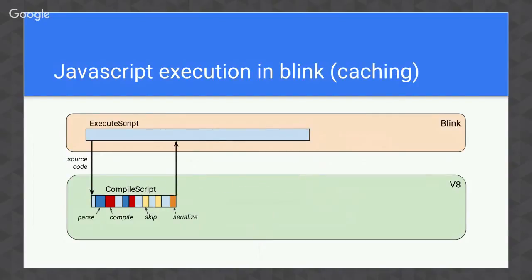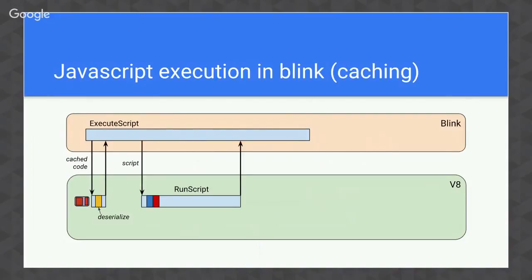And it means that our serialization step only really cares about the compiled functions. So our skip functions, except for some small amount of metadata, are not in the serialized code. Which means when we deserialize it, we still have to parse and compile those functions during script execution.